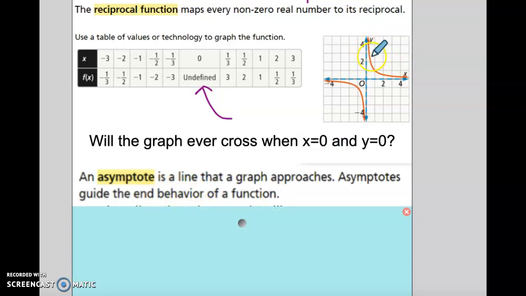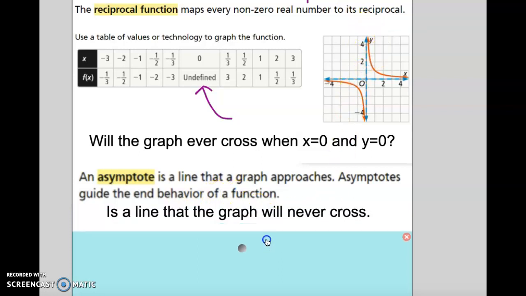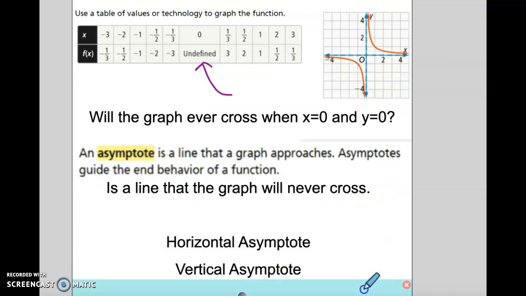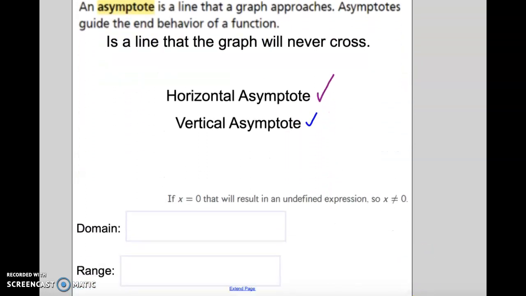So notice that this orange line is going to get really, really close to the axis, but it's never going to touch. An asymptote guides the end behavior. It's a line that a graph will never cross. Okay? There are two types of asymptotes that we're going to talk about, horizontal and vertical asymptotes. Obviously, horizontal asymptotes would be a horizontal line. There's a horizontal asymptote. And a vertical would be a vertical line, right? There's a vertical asymptote. And we can take a look at the domain and range, which is something we haven't talked about since chapter 1.